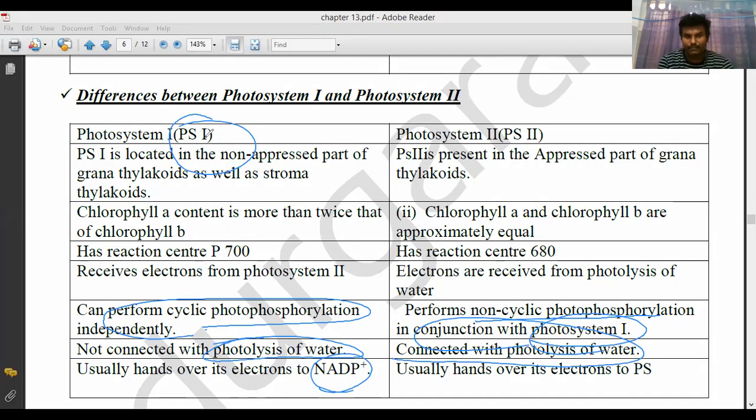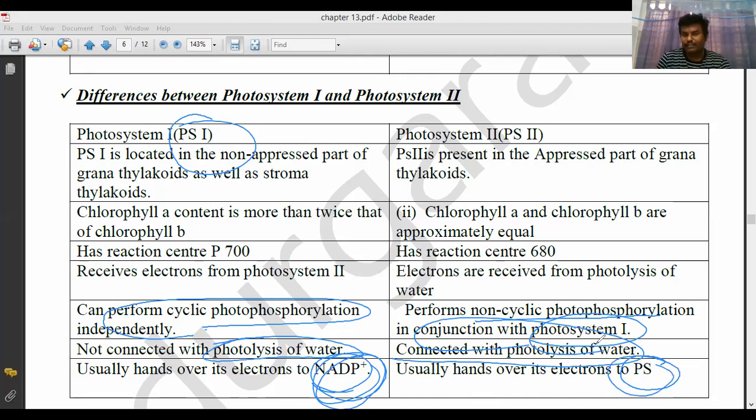Photosystem 1 usually hands over its electrons to the NADP ion. Photosystem 2 usually hands its electrons over to photosystem 1.